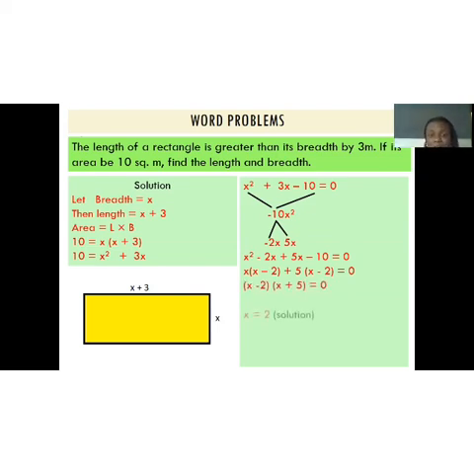Now if we solve this, we get x equals 2, which is a solution, and then we get x equals minus 5, which is not a solution. Why is it not a solution? It's not a solution because x cannot be negative. The breadth or the length of the rectangle cannot be negative. So we have x is 2 now. So the breadth is 2, and then the length is x plus 3, which is 5. So we've gotten the length and the breadth of our rectangle.